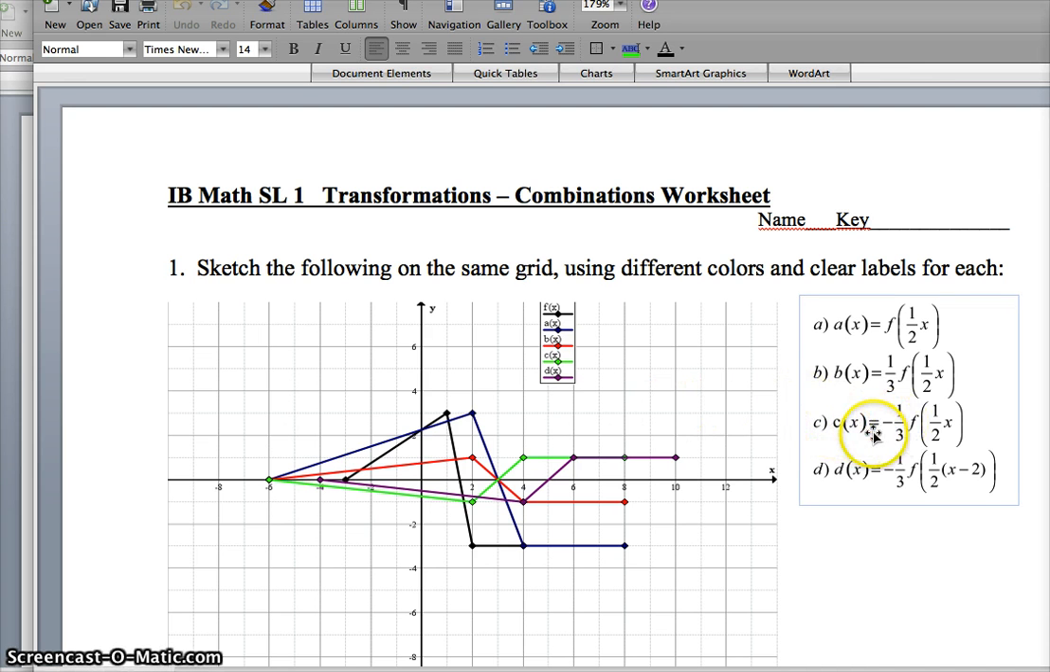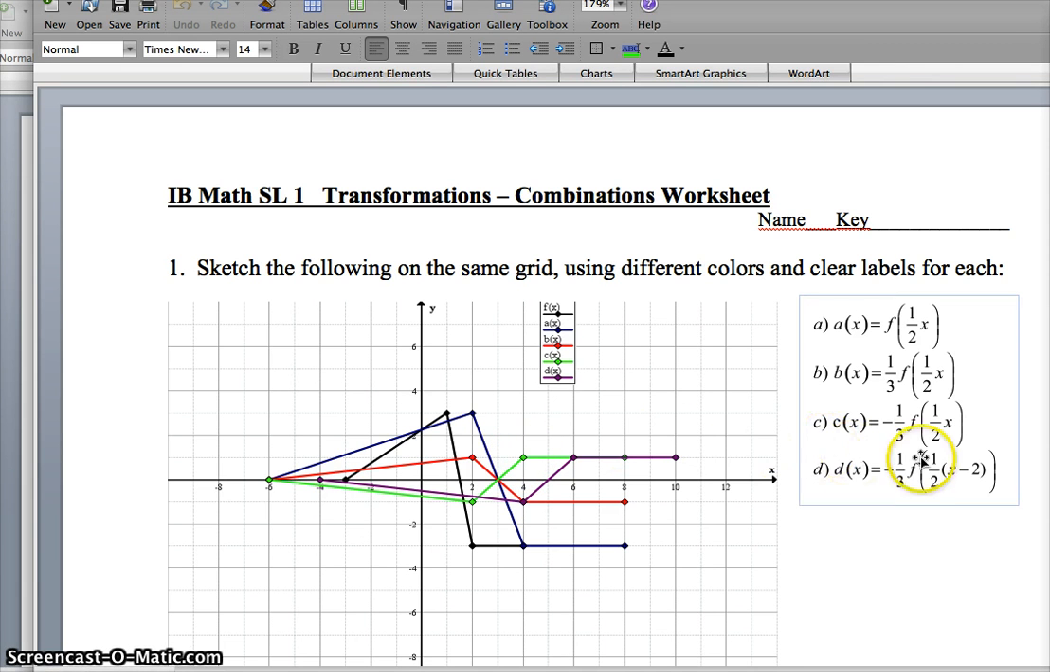Okay. Now let's look at problem C. We have a multiplication outside the function, which has the effect of a reflection over the x-axis. So if I started with this point here, the point (2, -3), first I would reflect it over the x-axis. It becomes the point (2, 3). Now I have to stretch it horizontally by a factor of 2, so it becomes (4, 3). Now I apply the vertical compression of 1/3 and it becomes (4, 1).